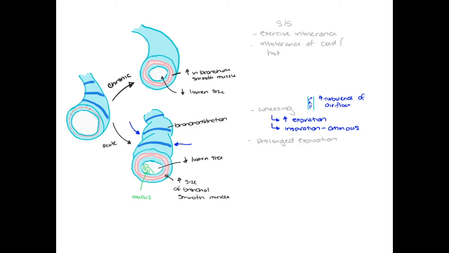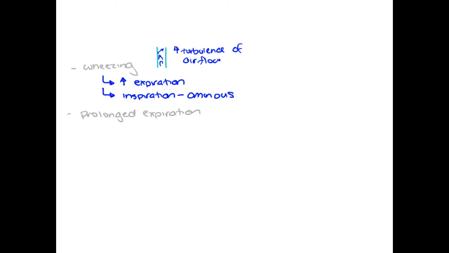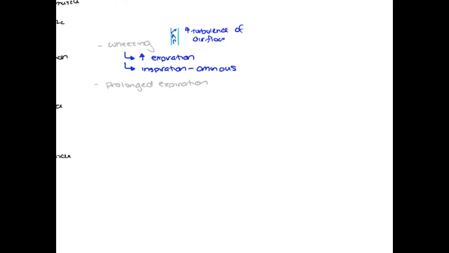So in terms of prolonged expiration, what's happening is as the person is trying to expire the air, or get air out of the alveoli, we know that because of the increase in intrathoracic pressure, we're going to see a decrease in diameter of our bronchial lumen. So on expiration, because intrathoracic pressure is increasing, this lumen is going to decrease in size. So the bronchial lumen is now decreased in size.